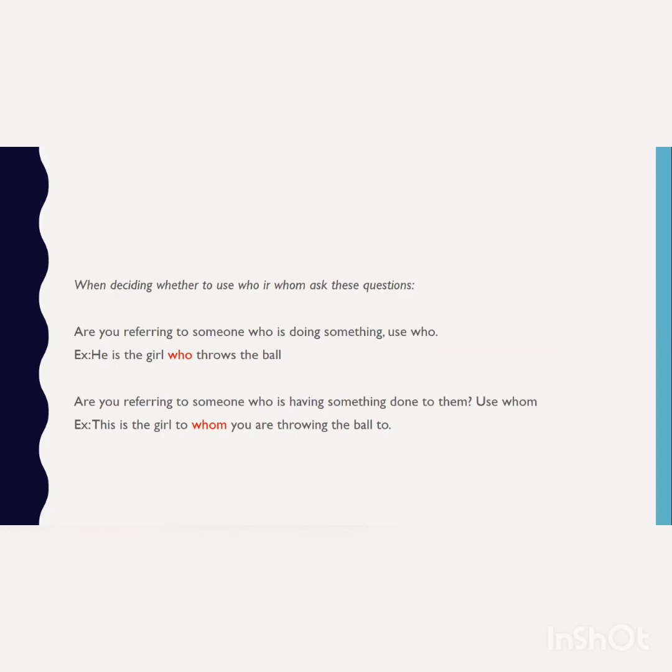And when to use whom? We ask this question: are you referring to someone who is having something done to them? In that case, we use whom. So let us look at this example. This is the girl to whom you are throwing the ball. This is the girl whom you are throwing the ball to. Why whom? Because the person is getting something done to her or him, right? That is when we use whom, when the person is receiving the action.